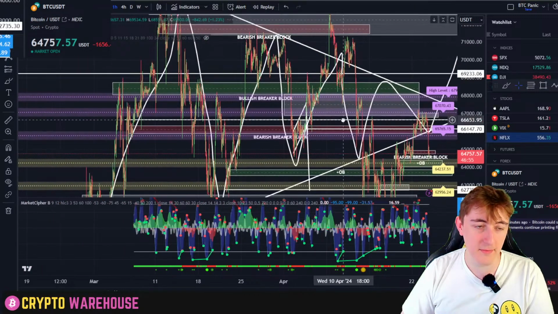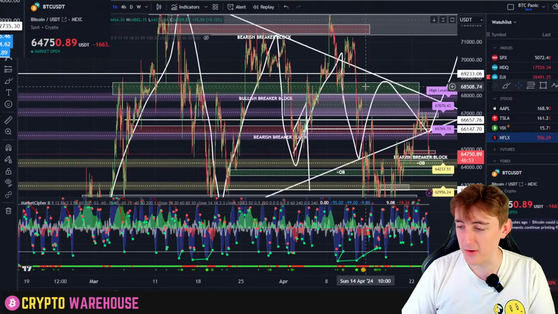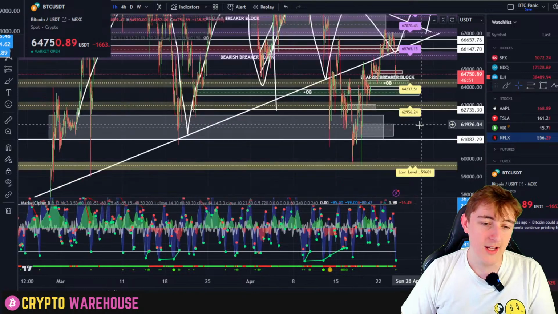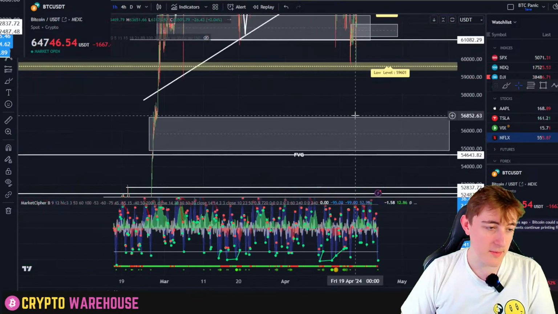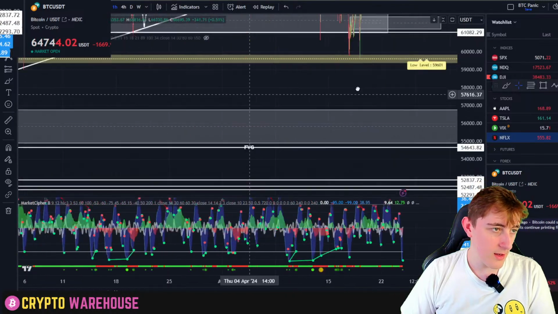And the problem is, I've been doing this so long and drawing so many things, I don't know what is important and what isn't important. So I think I'm going to have to delete maybe... I don't want to delete things because they might become very important soon. Apparently I had a fair value gap.